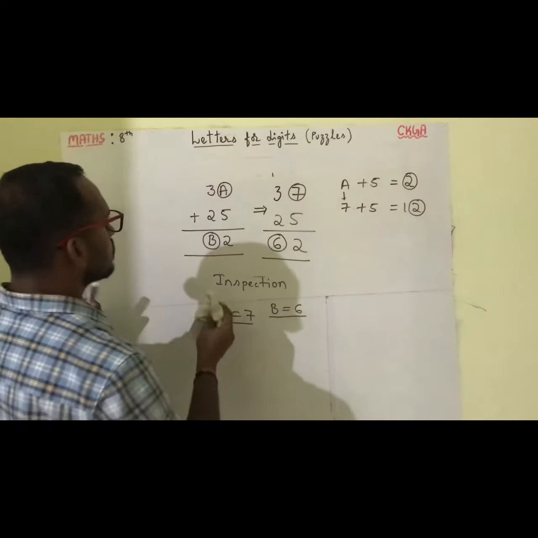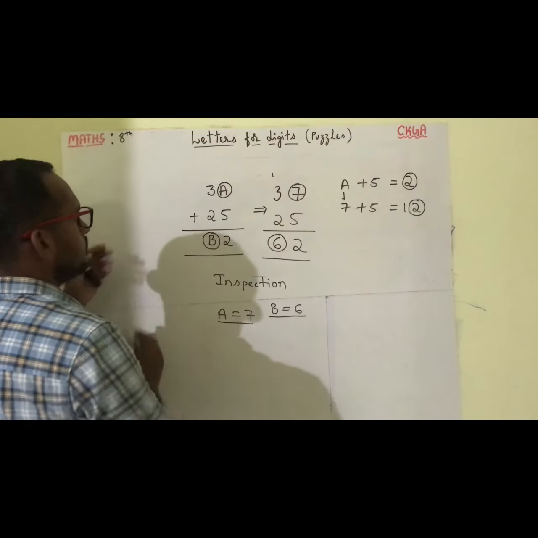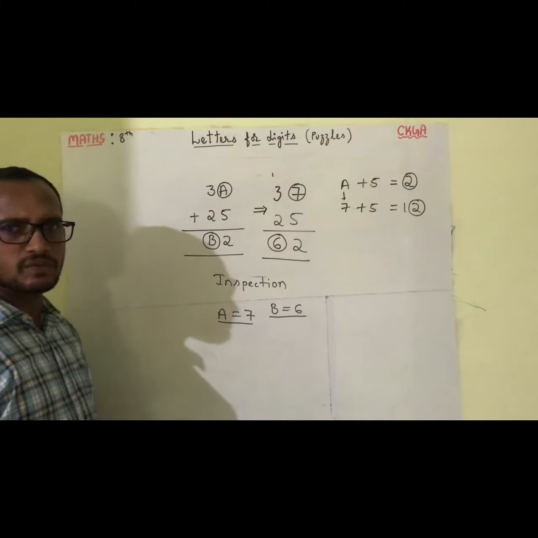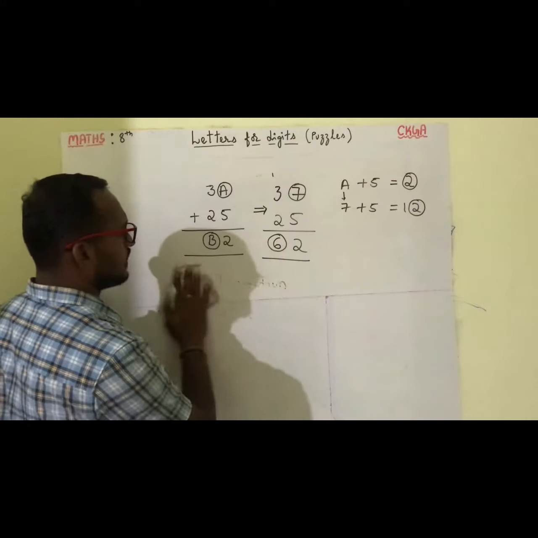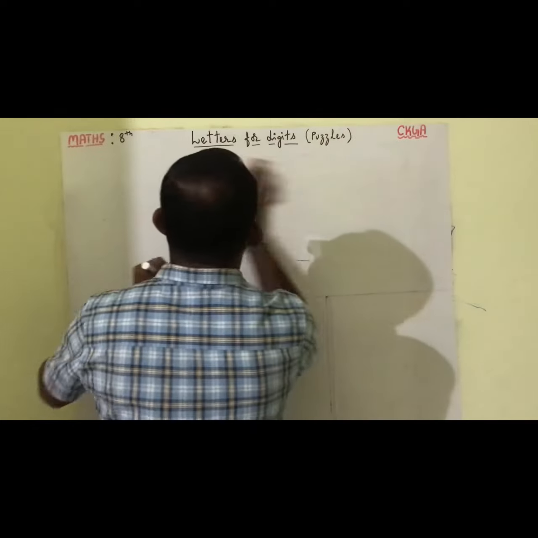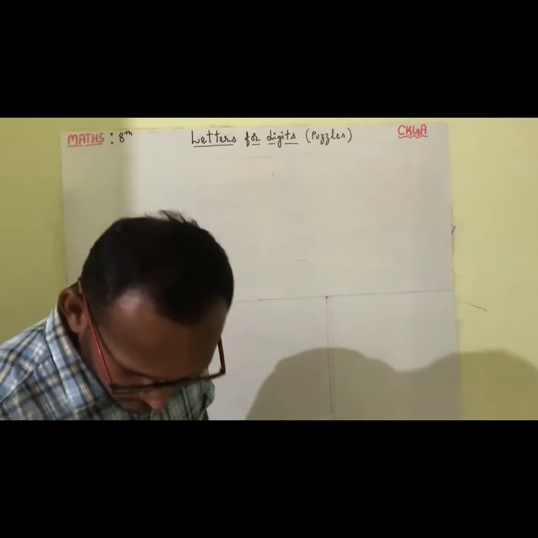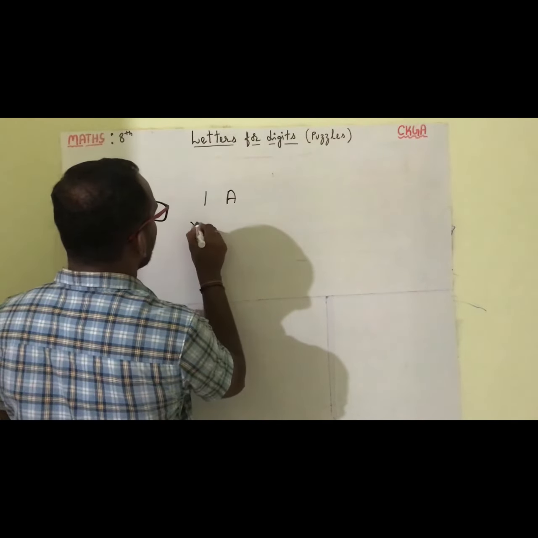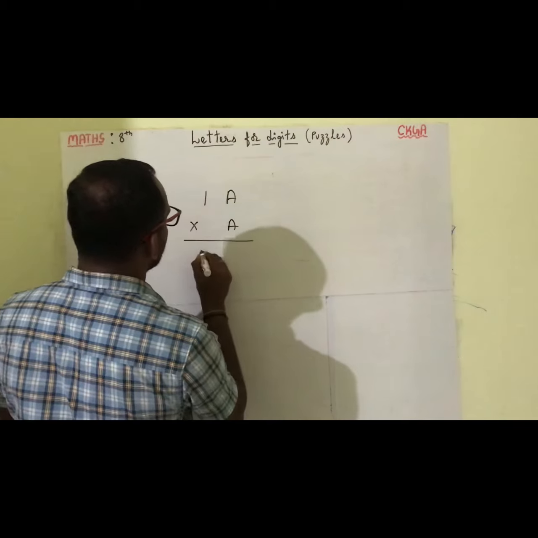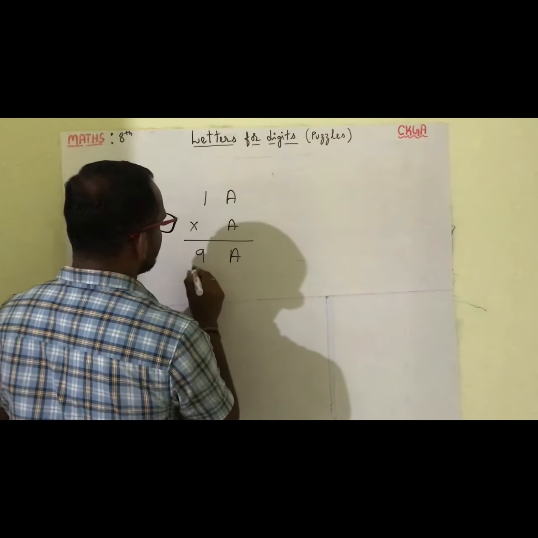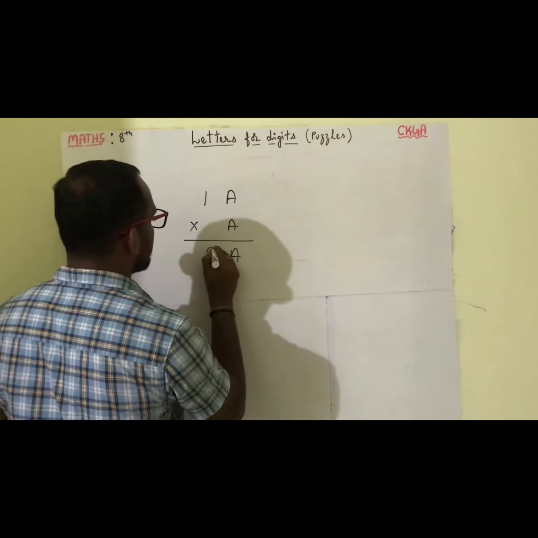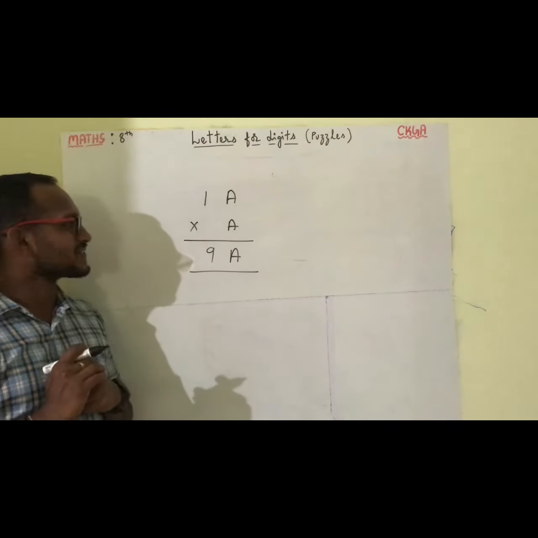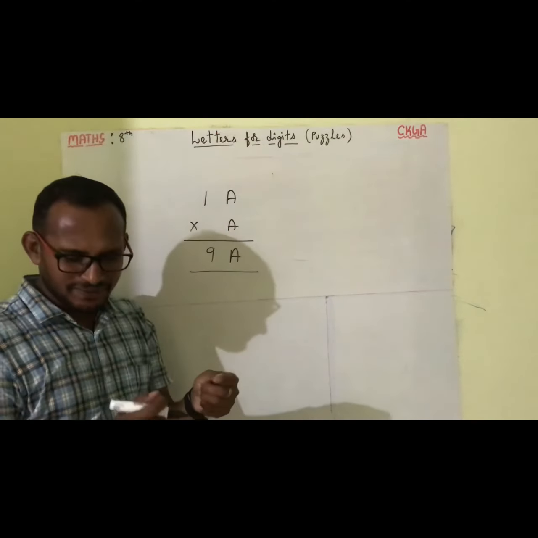Those were sum problems, or addition problems. Let me take one multiplication problem from the exercise. So then, I'll take 1A into A is equal to 9A. So we have to solve this one. The last problem is solved, right?